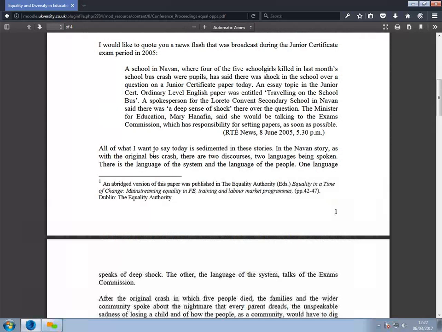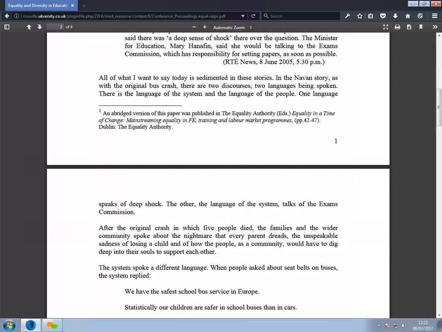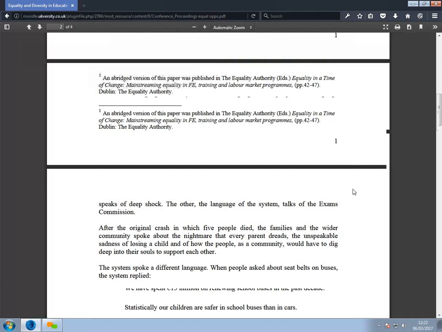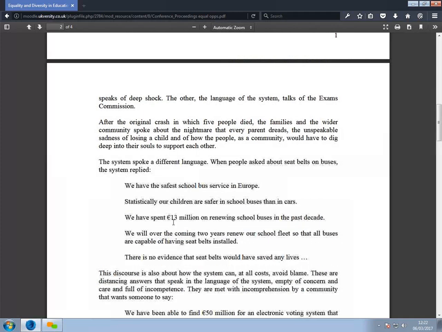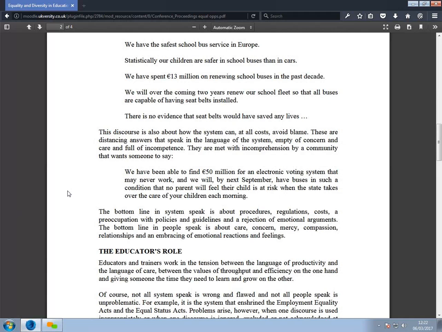This is a bit that comes in now. One is all about what's actually happening. It talks about the people. Everybody was shocked. The other talks about the language of the system. Talk to the Exams Commission. It talks about we have the safest school bus service in Europe. Statistically, our children are safe on buses. We have spent 13 million on whatever. The bottom line is system speak about procedures, regulations, costs, a preoccupation with policies and guidelines, the rejection of rebuttal arguments. The bottom line in the people speak is about care, concern, mercy, compassion, relationships, and embracing the emotional reactions and feelings.